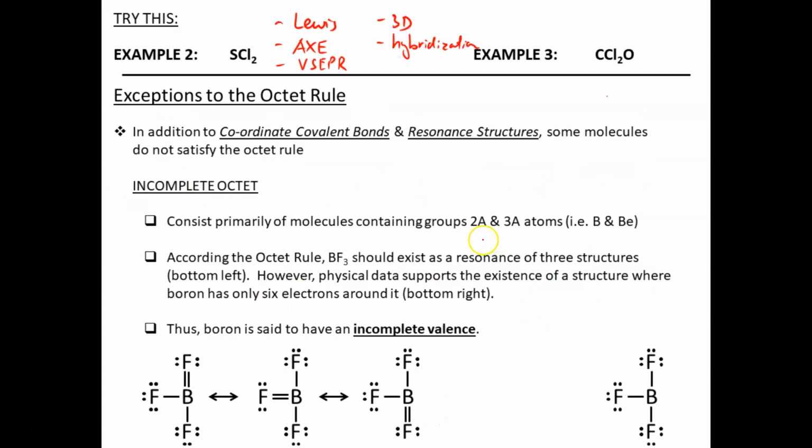Alright, so what I would like you to do at this point is, for these 2 examples, SCl2 and CCl2O, I would like you to draw their Lewis structures, come up with their Axe formula, and from that determine what the VSEPR geometry is for each of these molecules. Then draw me the 3-dimensional diagram and tell me what type of hybridization is being used around the central atom of each of these molecules. So press pause. When you're ready, press play, and we'll go over the answer together.